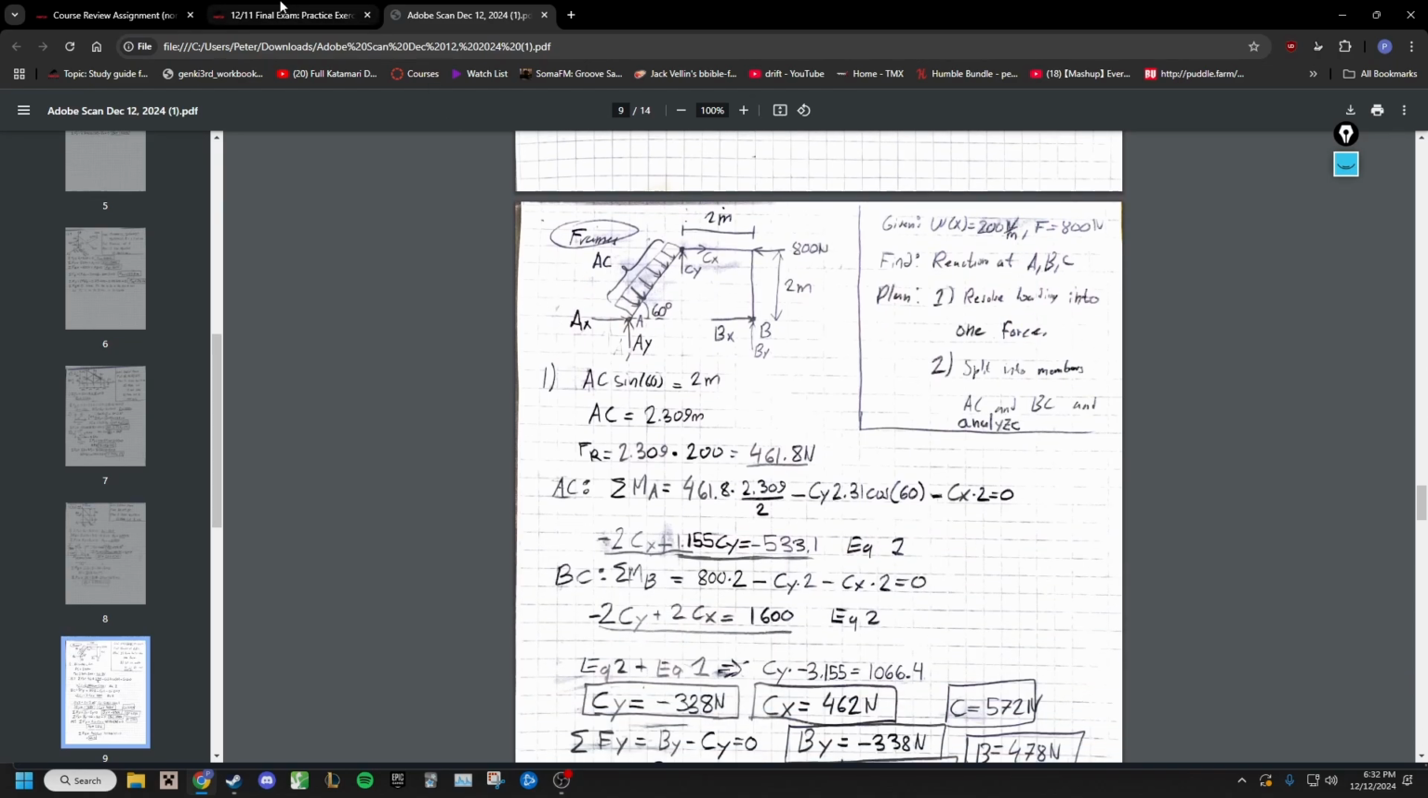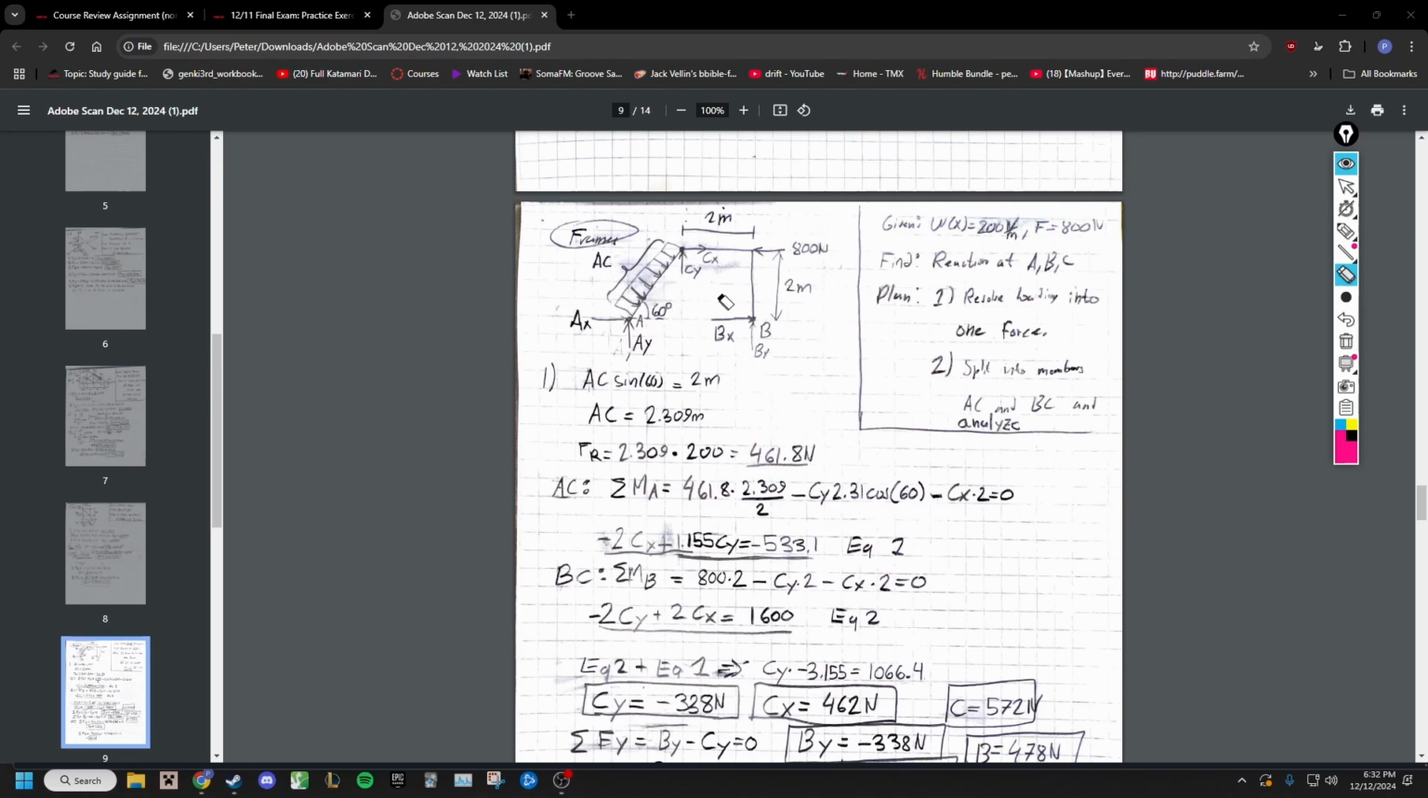Now for the next question, we are given a frame. And frames are a little tricky. So to solve this question, you first want to draw it as a whole, and I actually find it easier if we try to split it into two or more members. So for this one, we'll split it into member AC, so just this part, and member BC, which is this part. And we're looking for the reactions at A, B, and C.